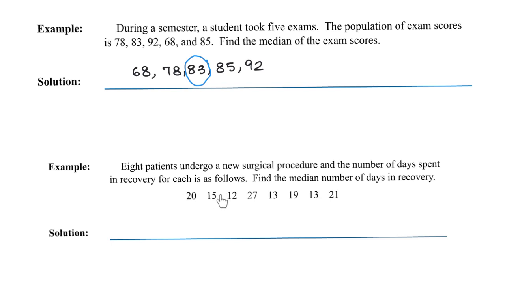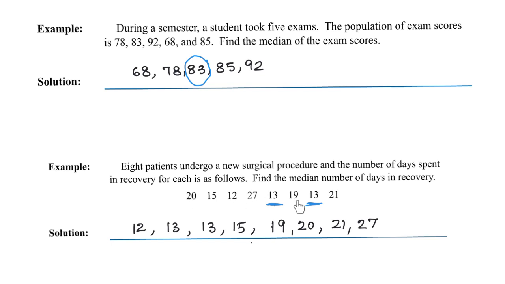Let us look at another example. 8 patients undergo a new surgical procedure. That means there are 8 numbers. Then the median will be the average of the middle 2 numbers. First we need to write these numbers in order and take the average of the middle 2 numbers. While writing these numbers in order, I noticed that there are two 13s.